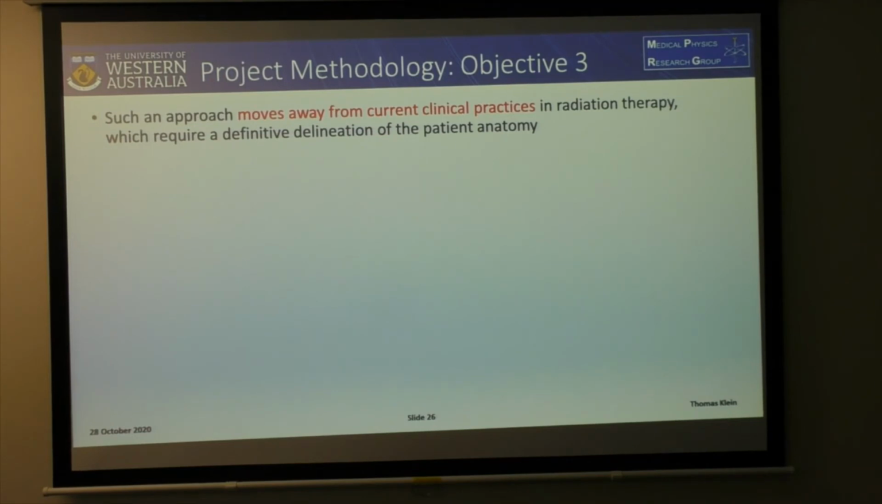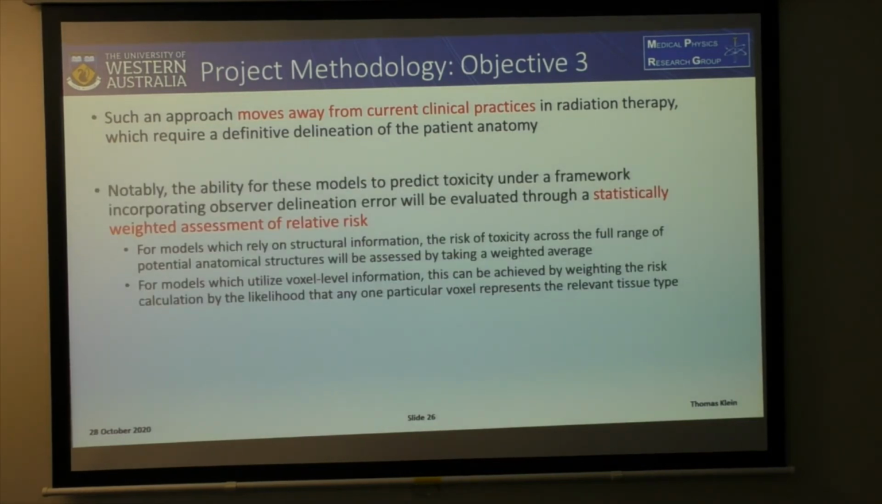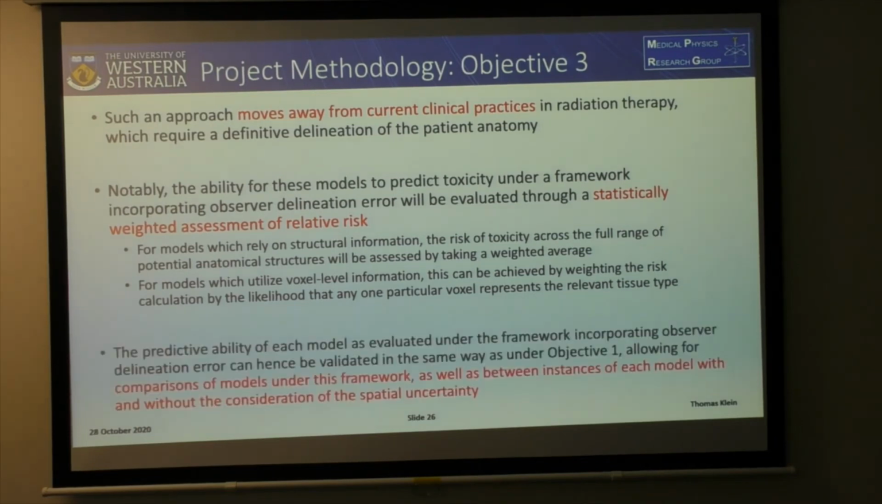This moves away from current clinical practice of requiring precisely defined observer-delineated anatomy. And notably, we want to assess the ability of these models to predict toxicity under this framework through a statistically weighted assessment of relative risk. For models which do rely on the structural information, we can work out the risk of toxicity across the range of anatomical structures and take a weighted average, whereas for voxel-based models like the PACE model, we can just weight the risk calculation by the likelihood that a voxel represents a particular tissue type.